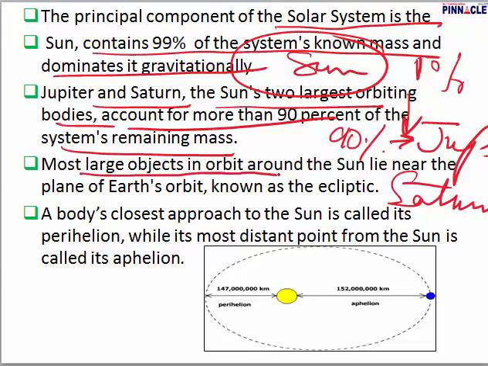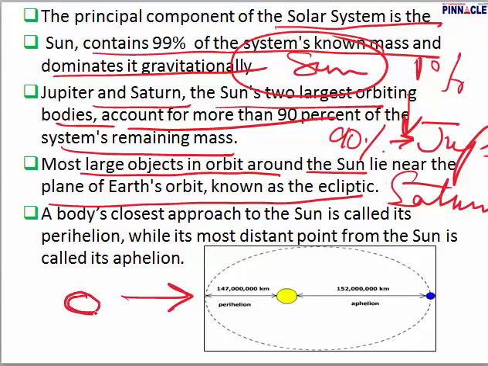Most large objects in orbit around the sun lie near the plane of Earth's orbit, known as the ecliptic. Now let us take an important look at this picture. This is the sun in the center and this is the Earth. All those heavenly bodies which are revolving around the sun do not revolve in a circle, because if they did, they would always be equidistant from the center. Actually they revolve in an elliptical shape, the shape shown in this picture.